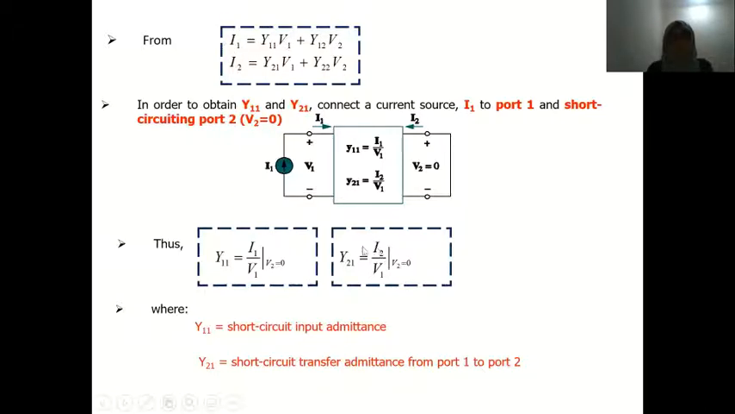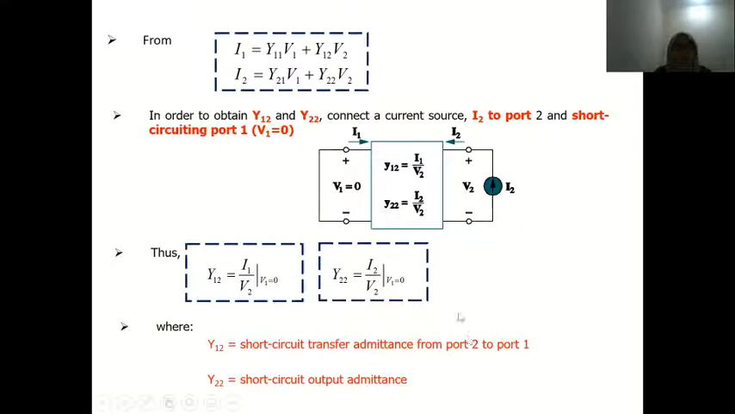The next term is Y21, which is equivalent to I2 divided by V1 when V2 equals 0. Y11 is the short circuit input admittance, and Y21 is the short circuit transfer admittance from port 1 to port 2.